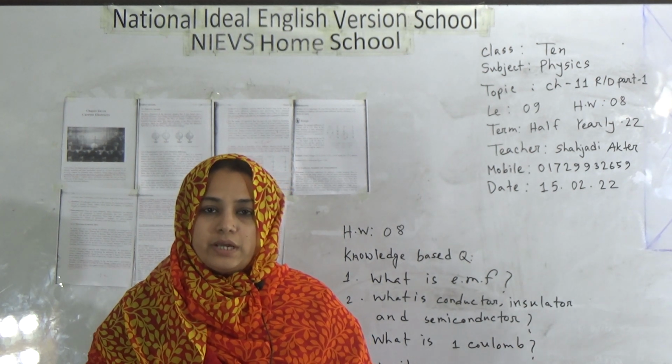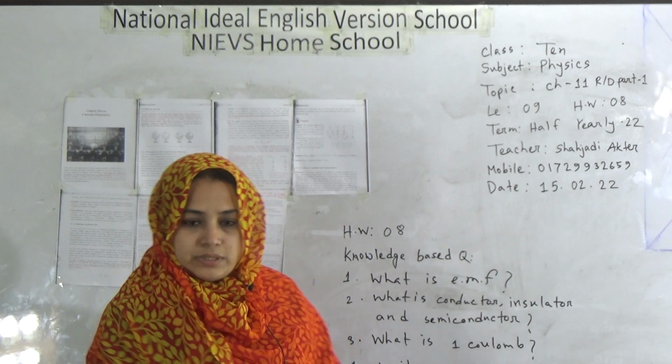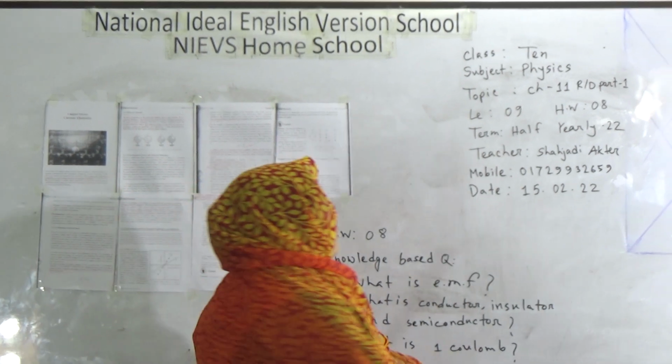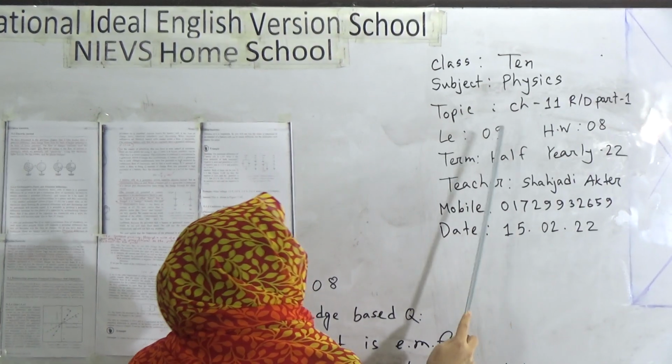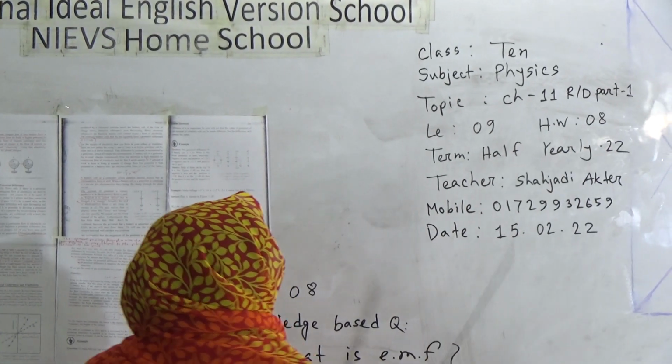Today I am going to take a physics class for class 10 students. My dear students, our today's topic is Chapter 11, Reading Turn Part 1, our today's lecture number 9 and SW number 8. My dear students, let's start our class. This is Chapter 11, Current Electricity.